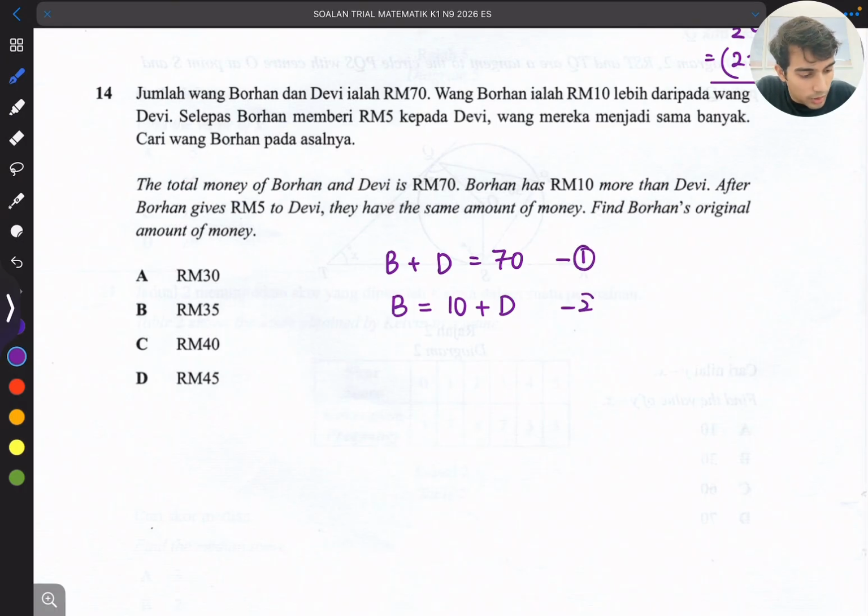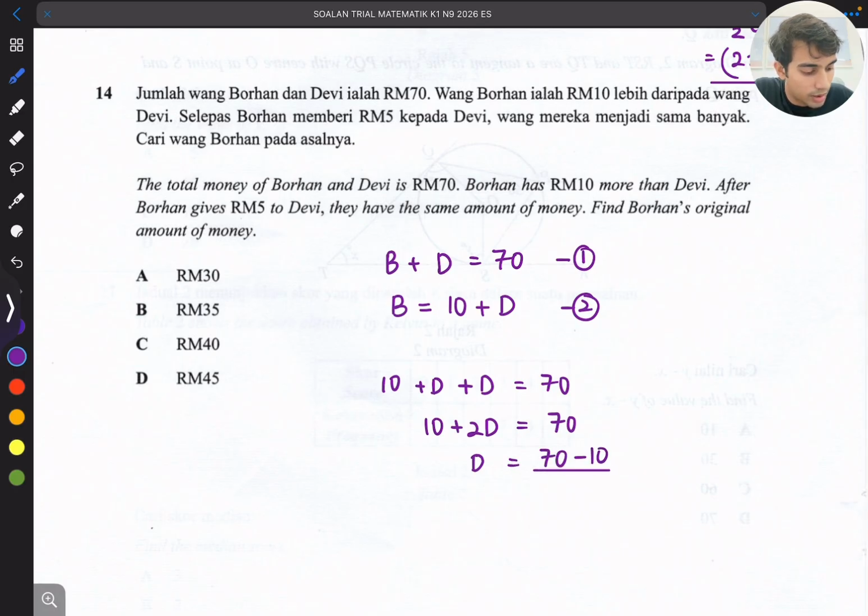Equation 1, equation 2. So we know B is 10 plus D. We can sub it into this B. So 10 plus D plus D equals 70. Then here will be 10 plus 2D equals 70. So D will be 70 minus 10 divided by 2. That means 60 divided by 2, you get 30. So Devi has 30 ringgit. Borhan will have 10 ringgit more than Devi, so Borhan will have 40 ringgit.